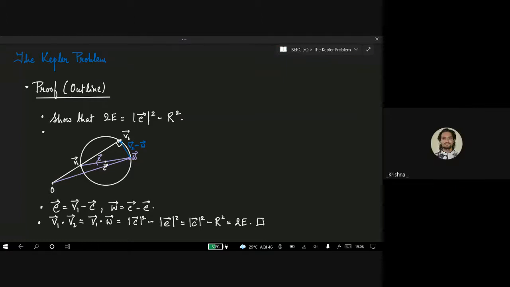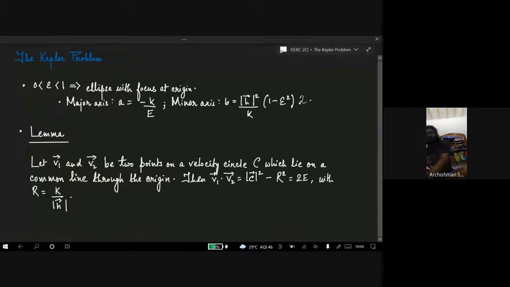So what is the meaning of diametrical, like the two points opposite to the origin? Sorry, what was that? The two points should be on either side of the origin, you were saying? Let's go back to the previous slide. I'm saying that they lie on a common line through the origin.